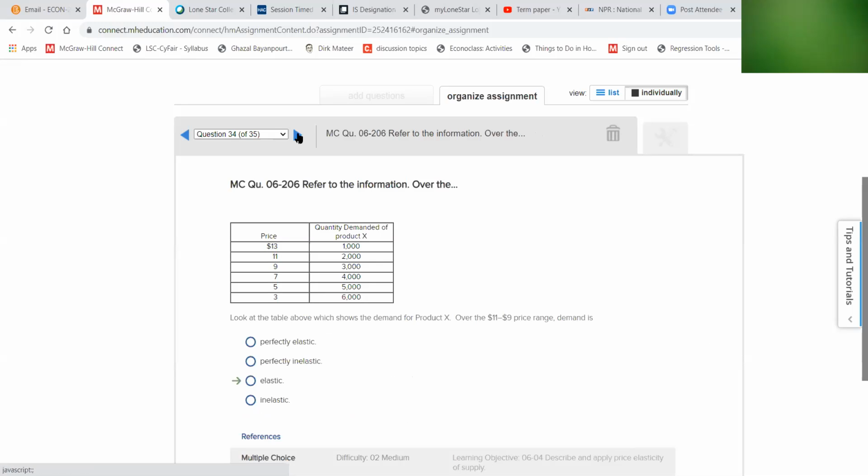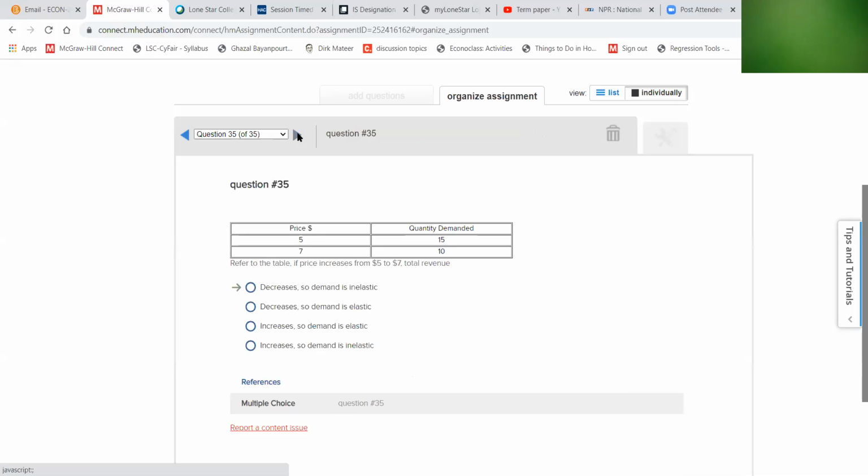Same thing here for this question. You are going to calculate the elasticity between 9 and 11. So the quantities that you are going to use are 2,000 and 3,000. Remember that the price elasticity of demand is always negative, but you are going to get rid of the negative sign, and then you are going to compare your results with number 1. If it's greater than 1, demand is elastic; less than 1, inelastic; equal to 1, unit elastic.